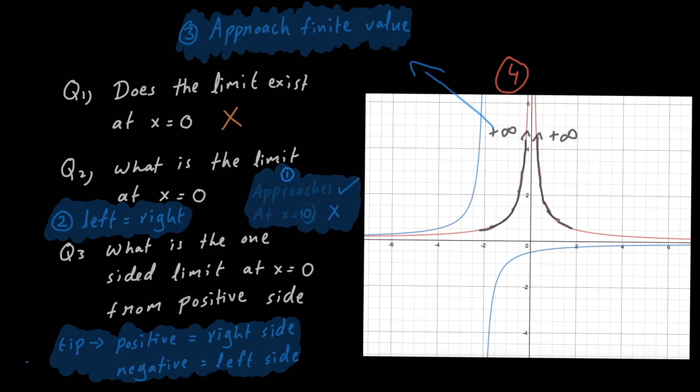What is the limit at x is equal to 0? It does not exist. What is the one-sided limit at x is equal to 0 from the positive side? We can see that it is positive infinity.